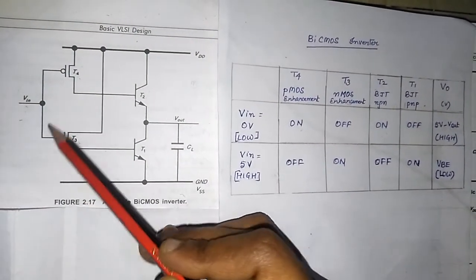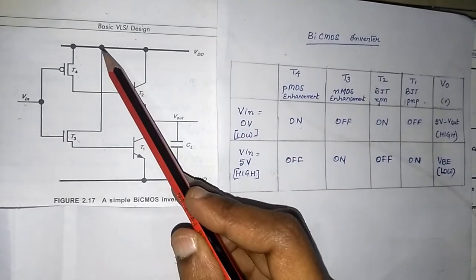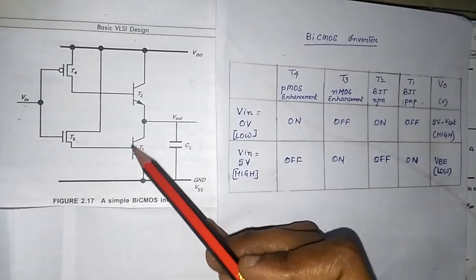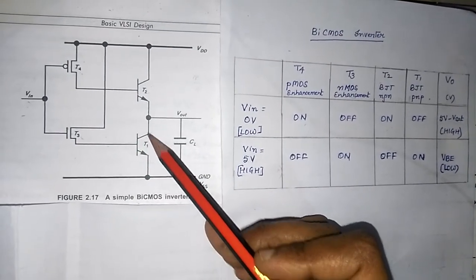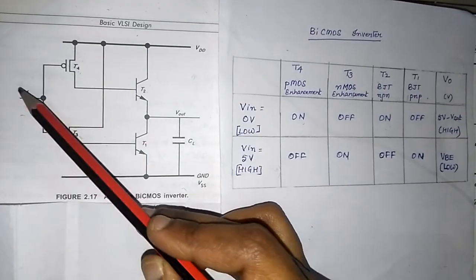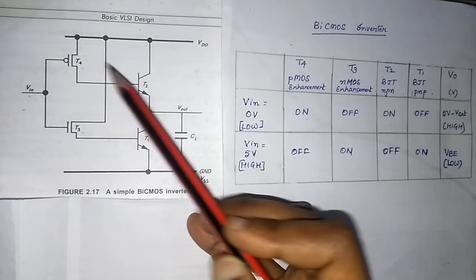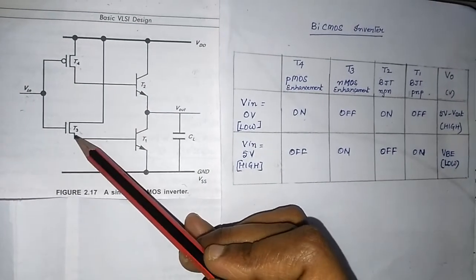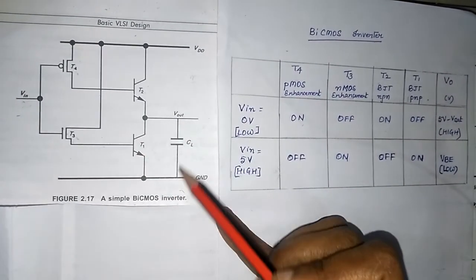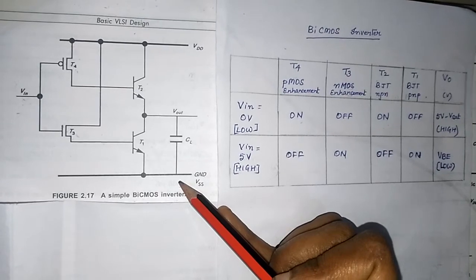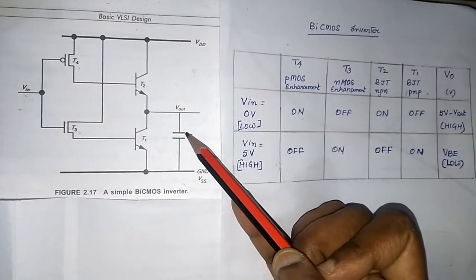When Vin is 0, this is off. If this is off, there is no conduction, there is no voltage that will be available for this, so T1 will also be off. So when Vin is 0, T2 is on, T4 is on, T3 is off, T1 is off. Because of this, the output voltage is going to be high. Isn't it valid? Input is 0, the output is going to be high.